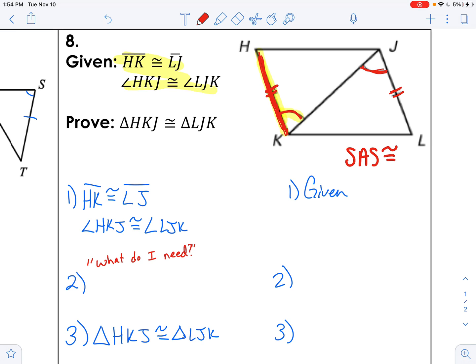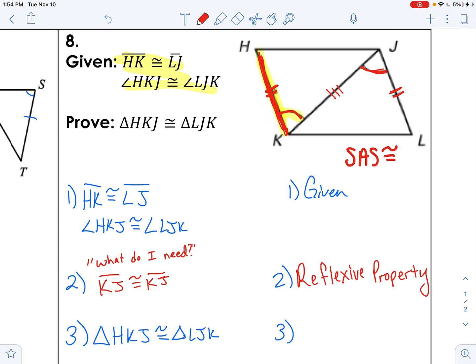If I want the middle side, that would be KJ. It's congruent to KJ. So this is what I want, or what I need. That's what our second step should always be. So I need KJ's congruent to KJ. I need this. And how can I say that something's congruent to itself? What's that property? It starts with an R. It's going to be our reflexive property. So we need our reflexive property. That's how we're going to say that KJ is congruent to KJ.